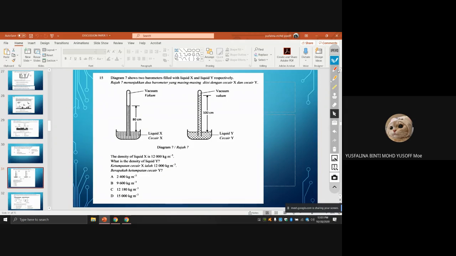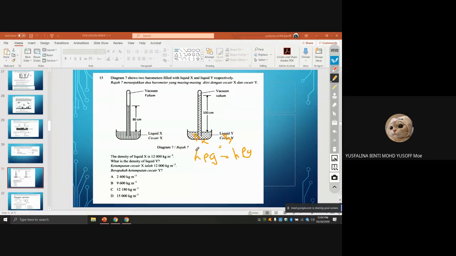So we can use the formula h rho g equals h rho g, since Px is equal to Py. Why is Px equal to Py? Because both of them actually measure the atmospheric pressure. They just use different liquids, but the value of the pressure is the same.